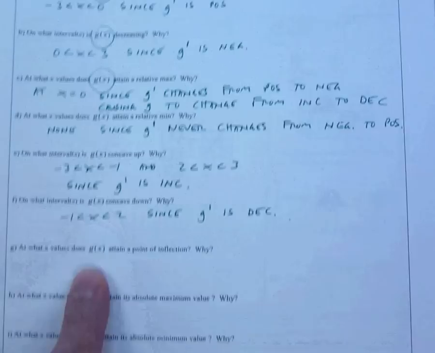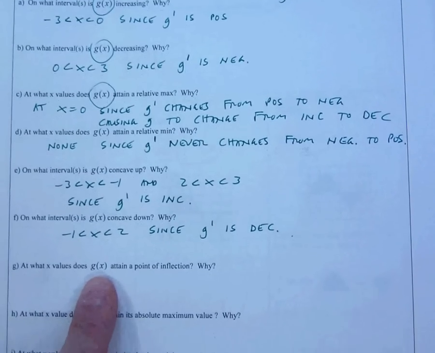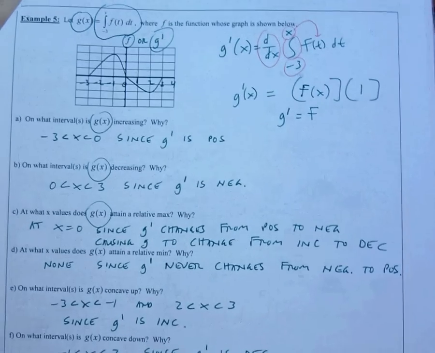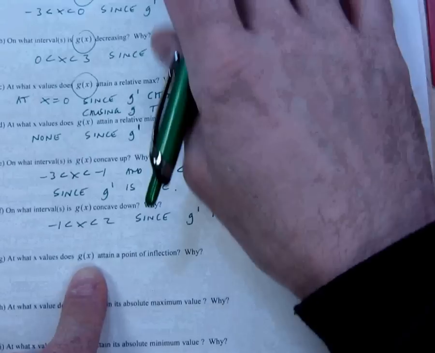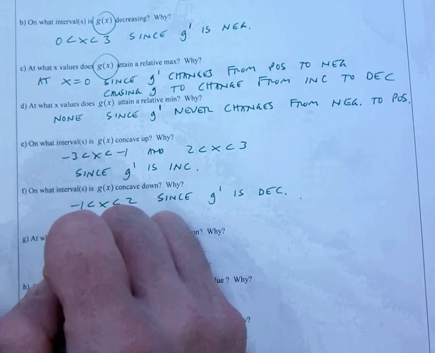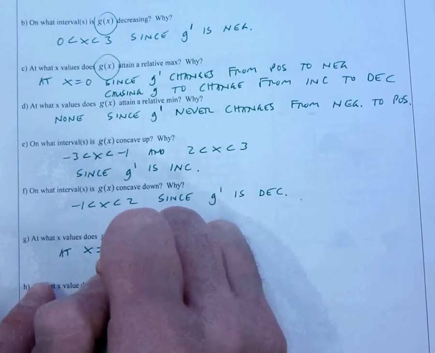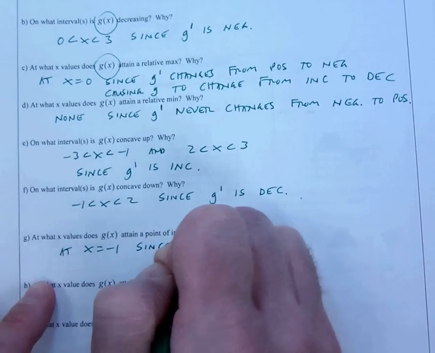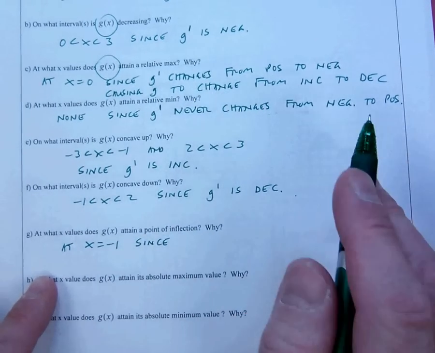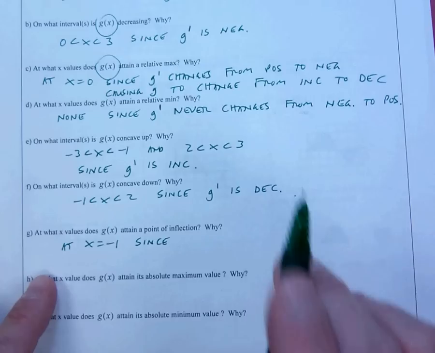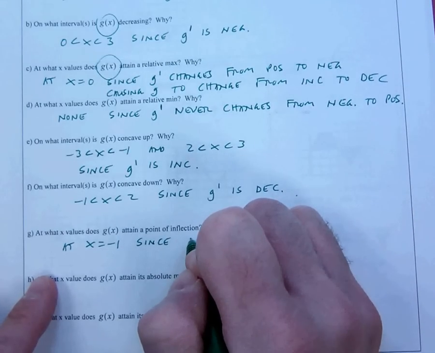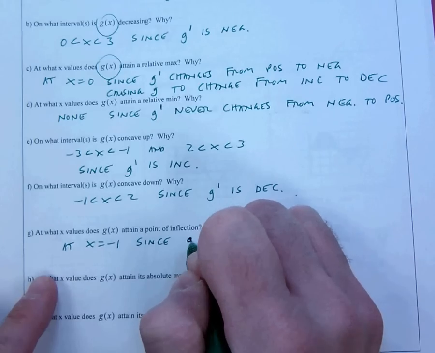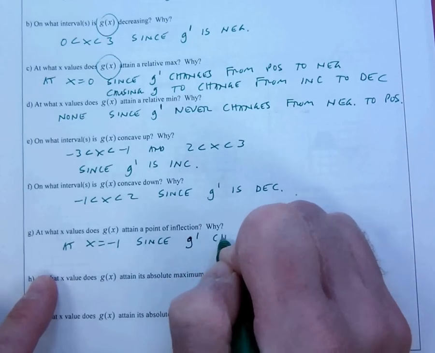Okay, hold on. You're looking for where G has an inflection point. Where did you say? -1 and 2. That's right. And so let's do one at a time. So let's say at -1, since what? Okay, remember, never say "it." They're not going to know what you're talking about. You got to be specific. Since what? The graph of what here? G prime changes from what?